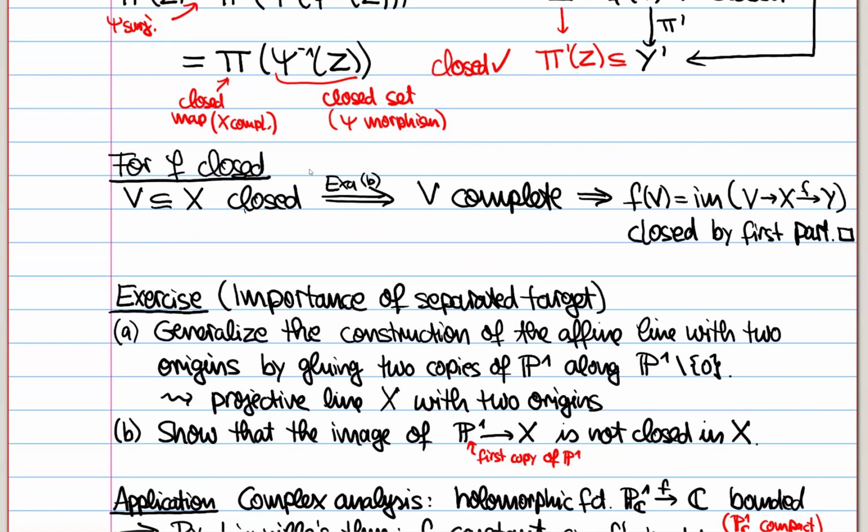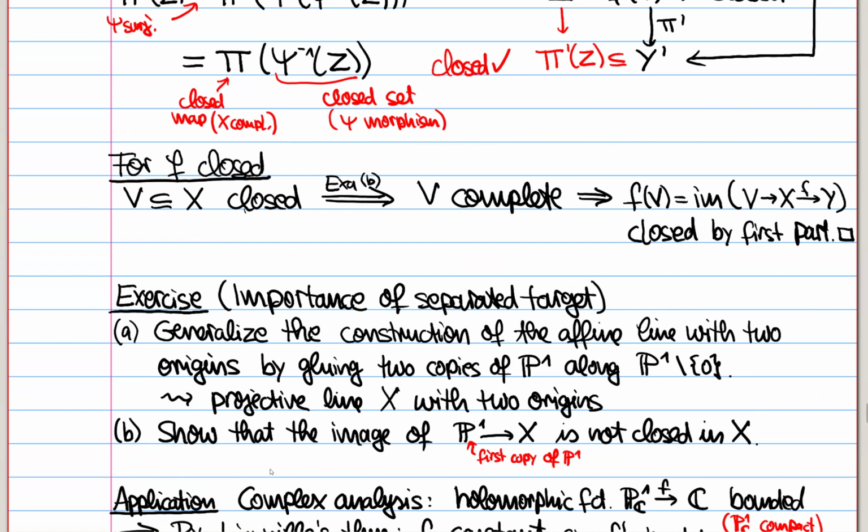pre-variety to get a counterexample is the so-called projective line with two origins. So we had seen before, if you glue two copies of A1 away from the origin, then you get the affine line with two origins. And you can generalize this construction that we gave before to glue two copies of P1 along P1 minus the origin, and then you get a projective line with two origins.